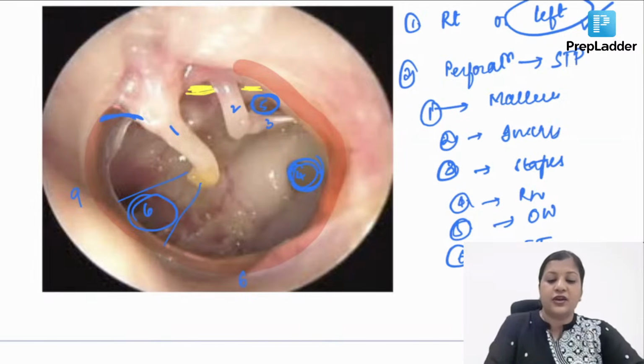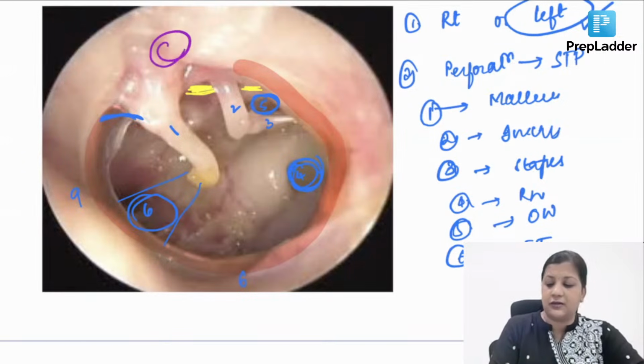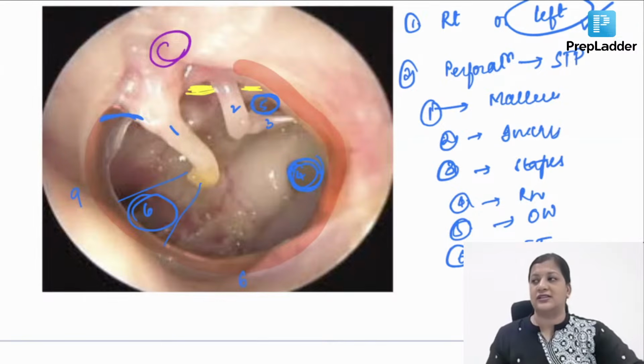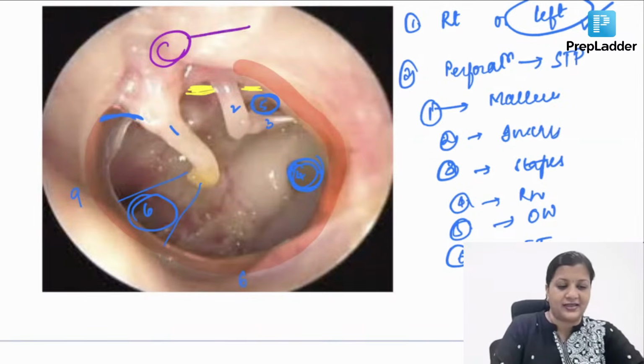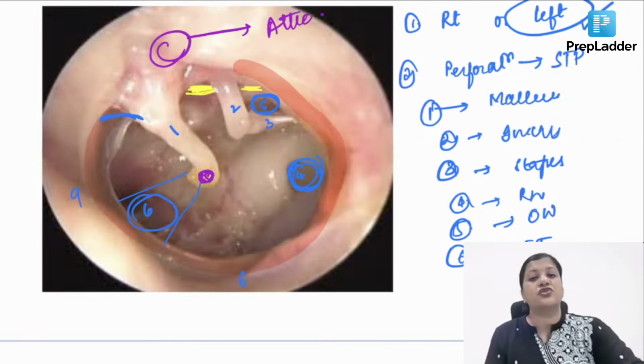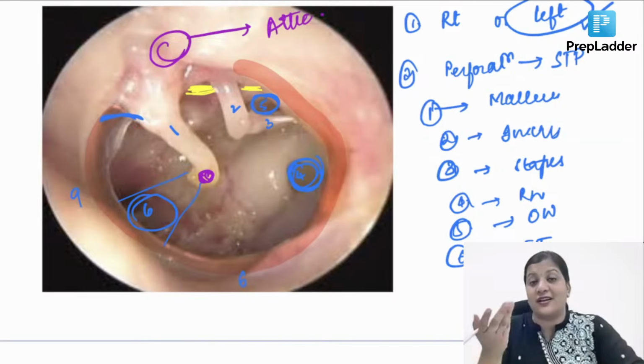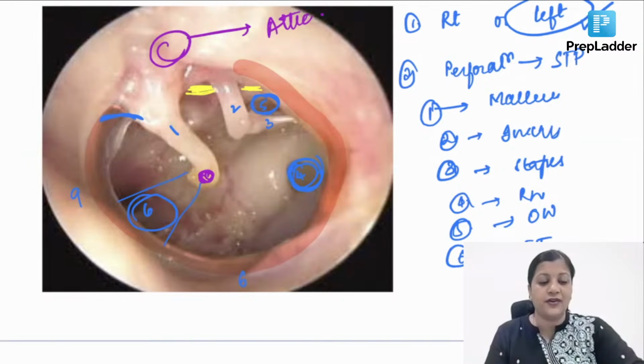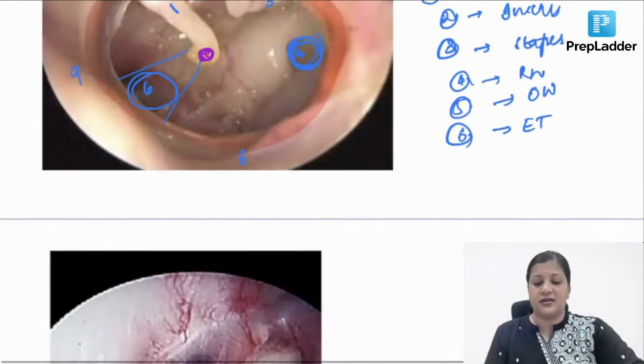Now, if we would have a perforation here in the pars flaccida, what would we call this as? Any perforation in the pars flaccida would be called as? Yes, attic perforation, right? So what is umbo? The point where the tip of handle of malleus attaches to the tympanic membrane, we call it as umbo. But since umbo is not visible because the tympanic membrane is perforated, right? So I think this part is clear.